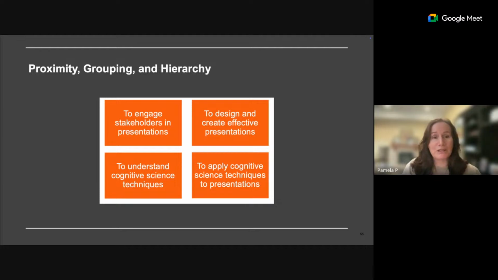And when you read the objectives, it makes sense to engage stakeholders in presentations, to design and create effective presentations, to understand cognitive science techniques, and to apply cognitive science techniques to presentations. There is no order to those objectives. No one is more important than the other. Okay? So when we're communicating non-verbally and actually visually, by the way that we put elements on a slide, we need to be very careful about how we place elements on the page and how we group information.